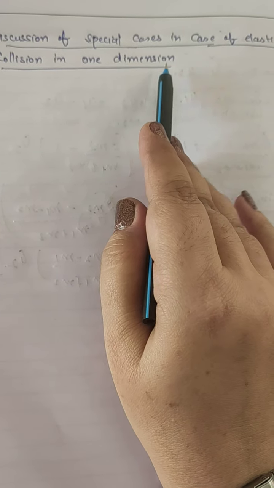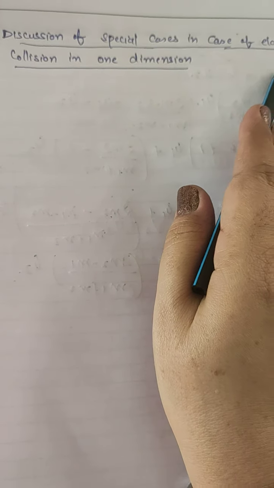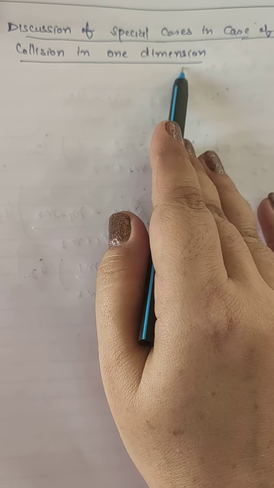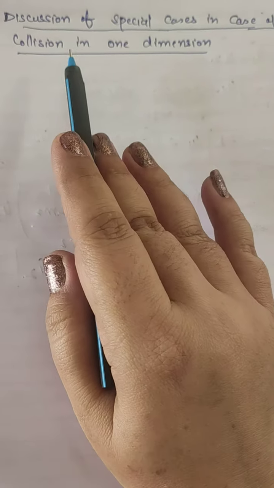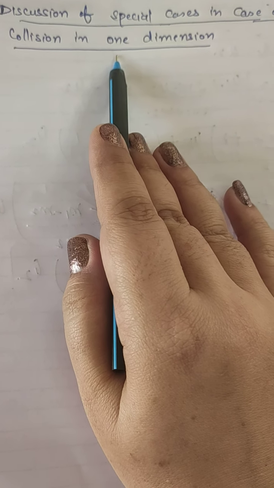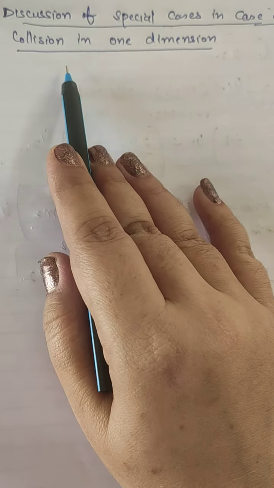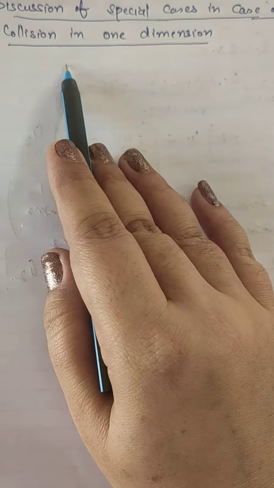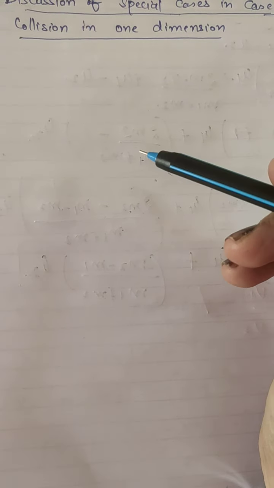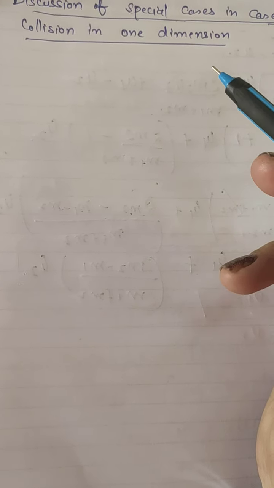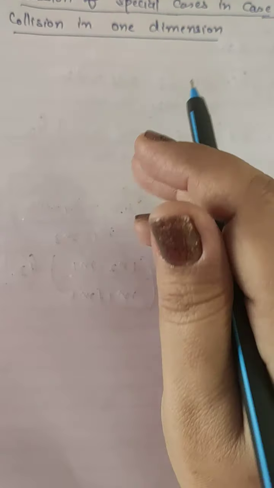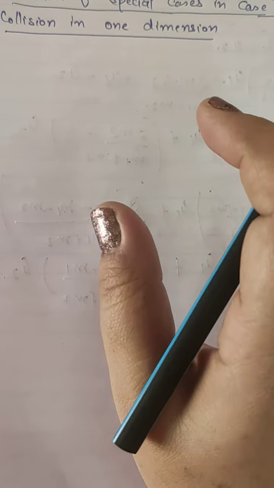Discussion of special cases in case of elastic collision in one dimension. So dear student, till now in our previous videos we have studied about the elastic collision and we have calculated the final velocities, that is velocities after collision, and now we will discuss the particular cases related to the elastic collision. Now to start with, let us write first the expression for the velocities of two bodies after collision.